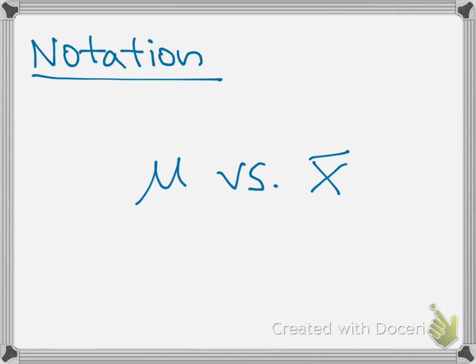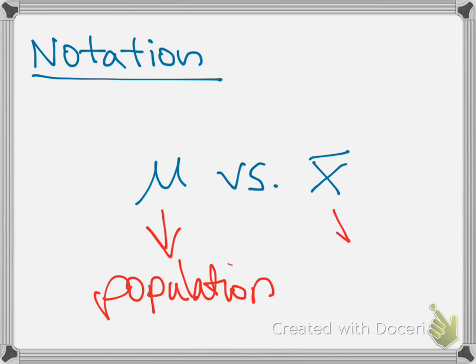So the first thing we need to do is review notation. When we use the symbol mu, that refers to our population mean. And when we use the symbol x bar, that refers to our sample mean. So you do need to be careful to keep those two straight.